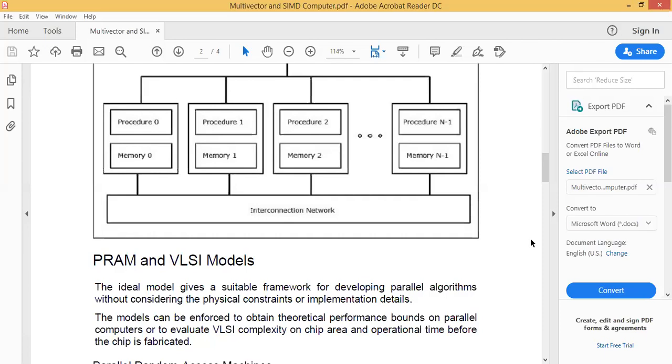The idea of PRAM and VLSI models gives us a suitable framework for developing parallel algorithms without considering the physical constraints or implementation details. And this model can be used to obtain theoretical performance bounds on parallel computers or to evaluate VLSI complexity on chip area and operational time before the chip is fabricated.